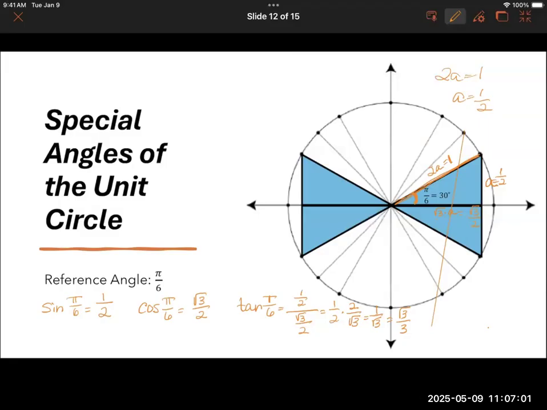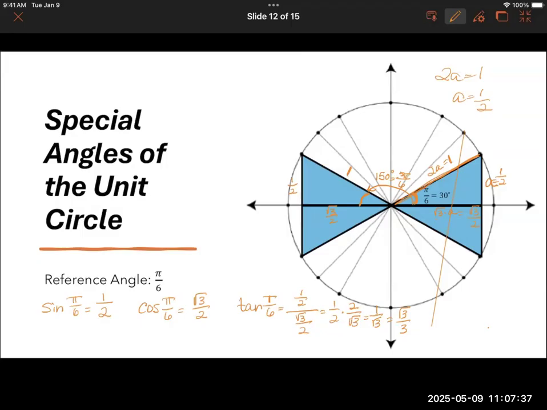Okay, and again, all of these angles in the different quadrants are technically different angles, but they all have the same reference angle. So this would actually be 150 degrees, or 5 pi over 6, but it still has that 30 degree or pi over 6 reference angle. And so our sides are going to be the same no matter where we go.